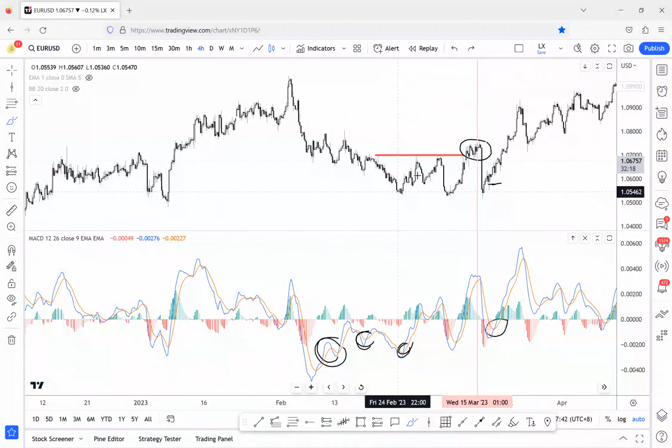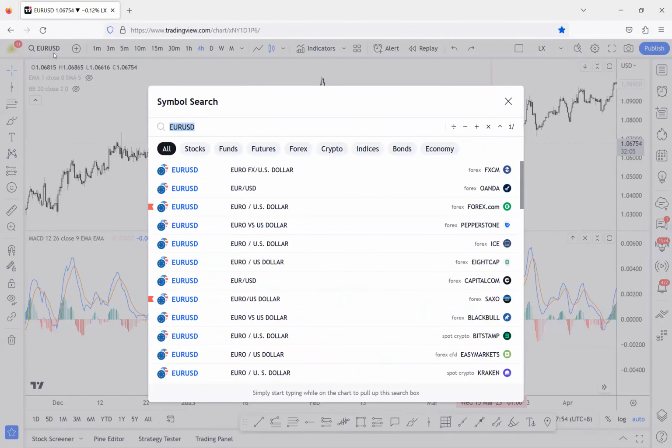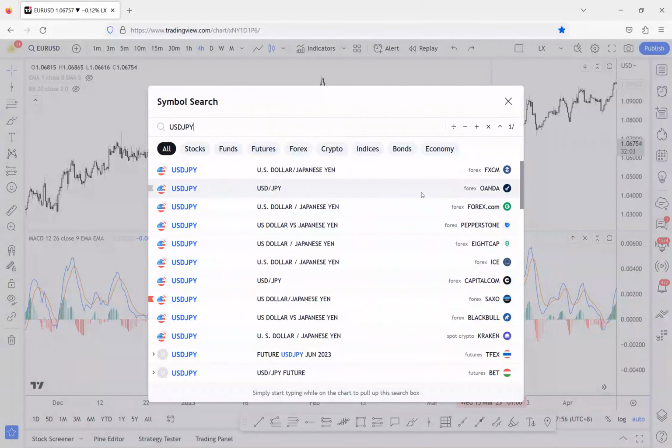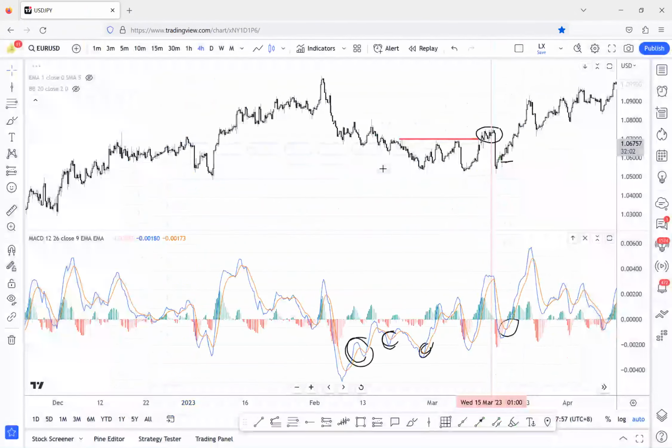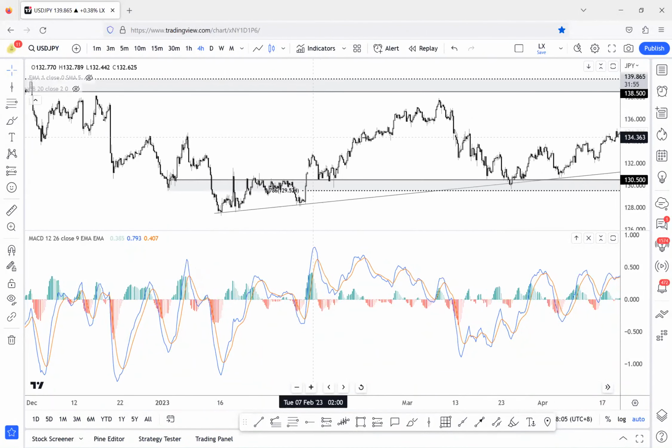Okay, so let's see if we can apply the same example on a different time frame, on a different chart. This is a picture of it on euro dollar. Let's take a look at another chart, dollar yen. Same thing, we're trying to find a change in structure. So on dollar yen, you can see this case.